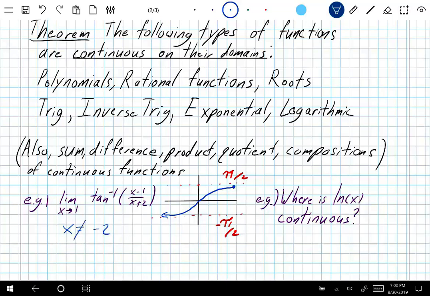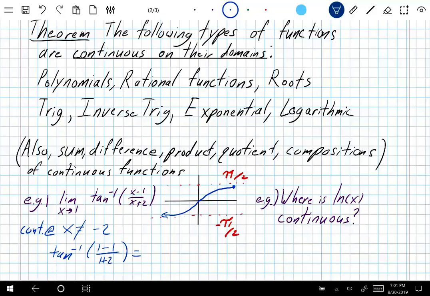Oh, shoot. Sorry, it's continuous there. Got to actually answer the problem. So it's continuous at x not equal to negative 2. What does that mean? It means I can just plug in. It is definitely continuous at 1. So this limit is going to be equal to tan inverse of (1 minus 1) over (1 plus 2). Continuity lets me just plug in.